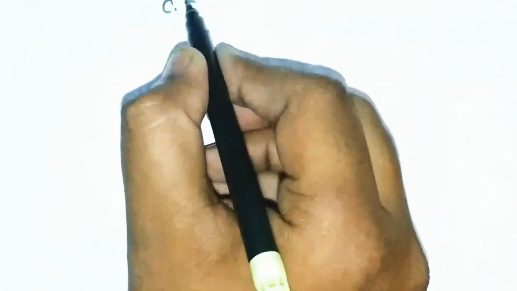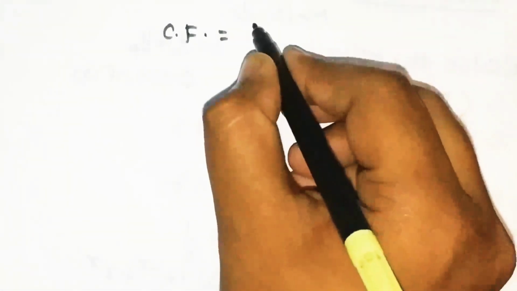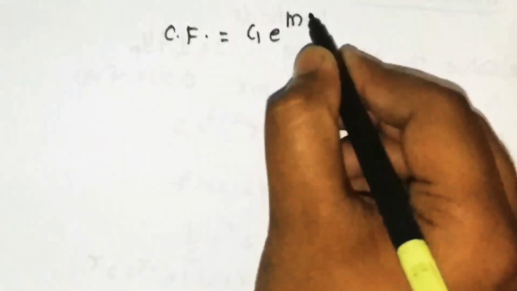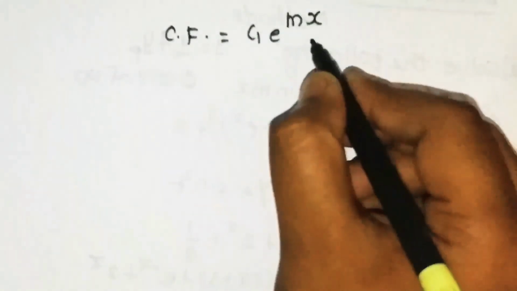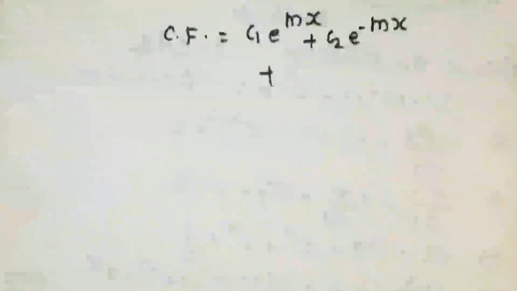Therefore, by using the rules on CF, the complementary function CF of the given differential equation is, first I will write the CF for real roots. There are a total of two real roots, m and minus m. So for them, CF will be c1 e to the power mx plus c2 e to the power minus mx. These are the two constants related to the first two real roots.